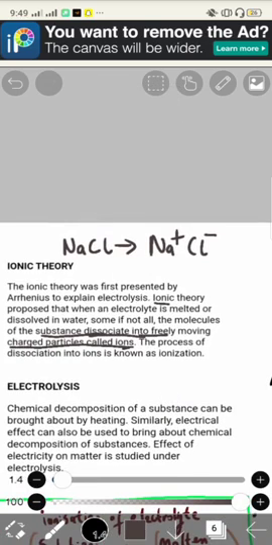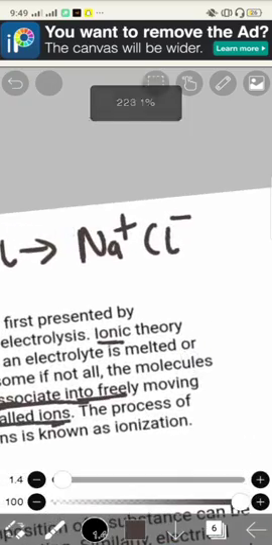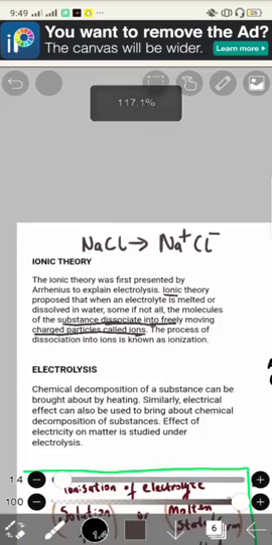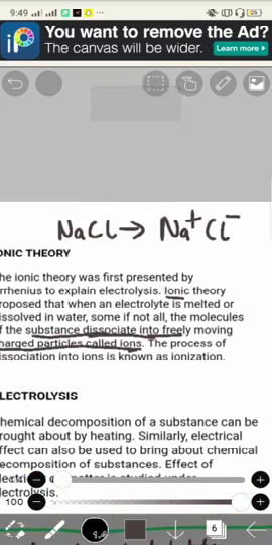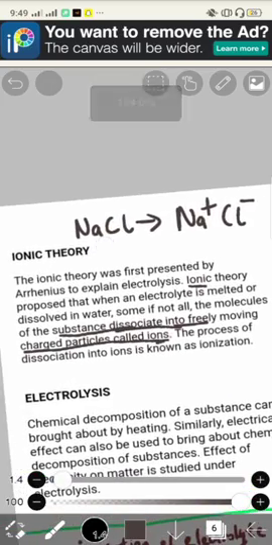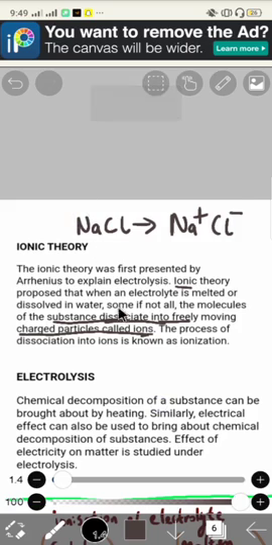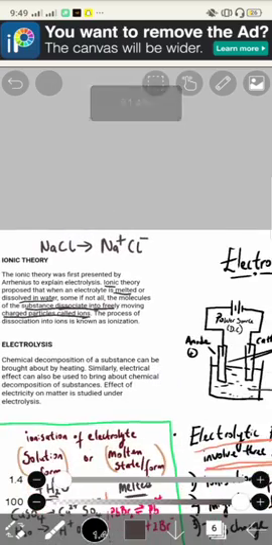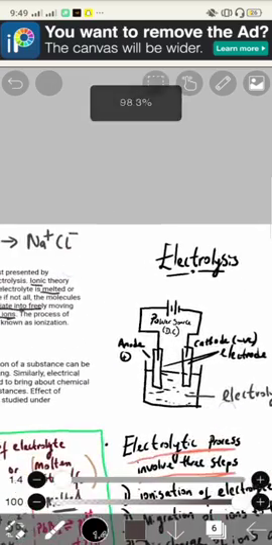The compound or the substance has to dissociate first before electrolysis can take place, and it has to be either in solution state or in melting state. So you see it here, either in melted state or dissolved in water. So any one of it. So now let us look at the concept of electrolysis.